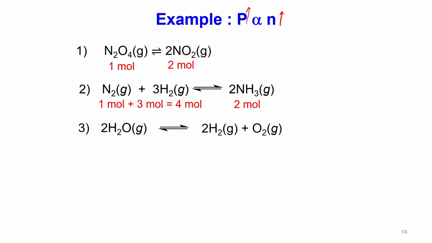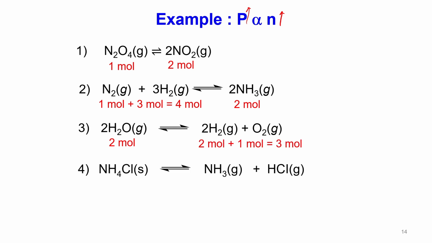Okay, number 3, 2H2O at the left hand side, 2 moles. And then at the right hand side is 2 plus 1 is 3 mole. And then untuk 4, we have 1 mole of NH4Cl, but NH4Cl di sini adalah dalam phase of solid. Okay, then this one is ammonia in the form of gas, 1 mole, and then HCl 1 mole. Jadi 1 plus 1 is 2 mole at the right hand side, then 0 mole of gas at the left hand side.